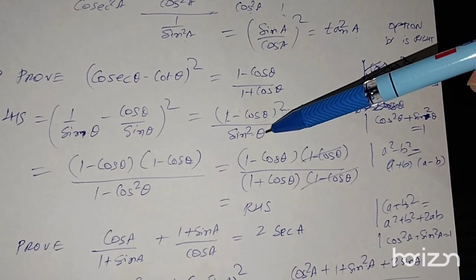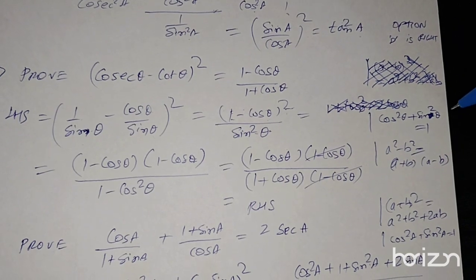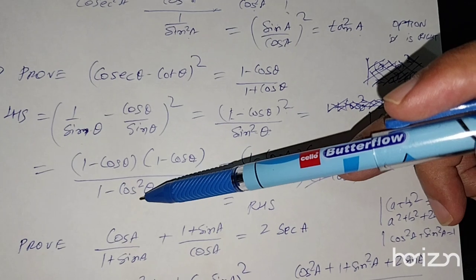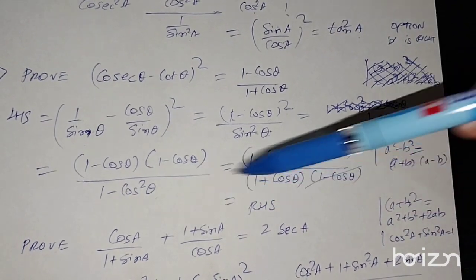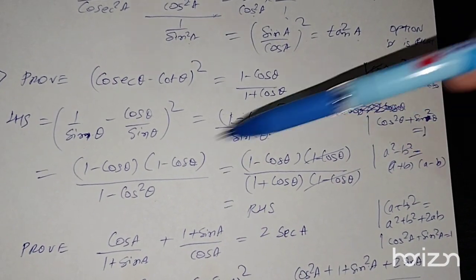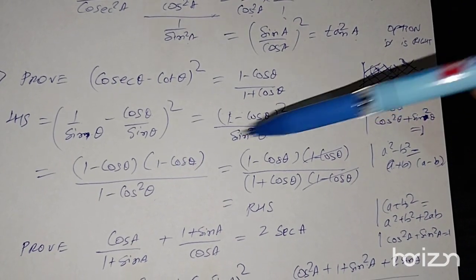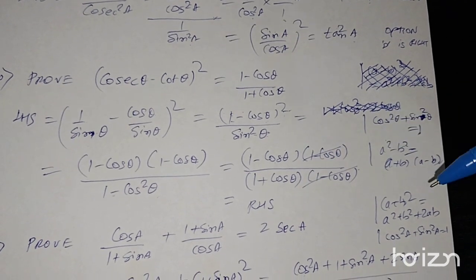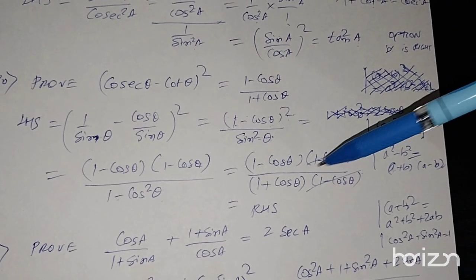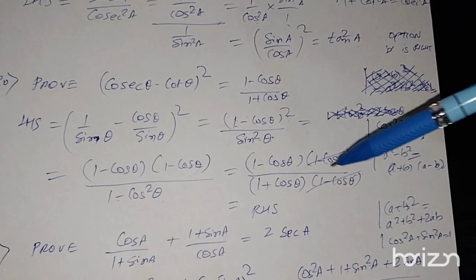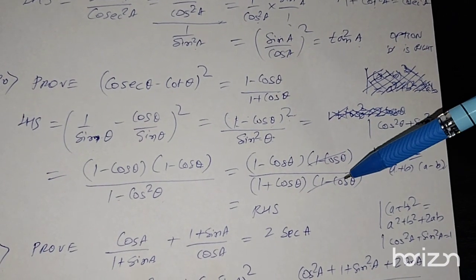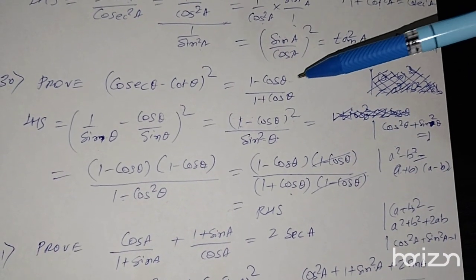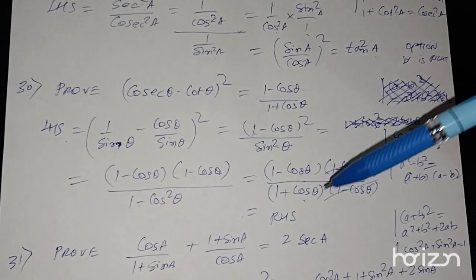But what is sin squared theta? Remember, cos squared theta plus sin squared theta is 1. So we can write sin squared theta as 1 minus cos squared theta. And what does this look like? This looks like a plus b into a minus b, right? A squared minus b squared is equal to a plus b into a minus b. So 1 minus cos squared theta, we have written it as 1 plus cos theta into 1 minus cos theta in the denominator. Okay, so what happens? Here 1 minus cos theta, 1 minus cos theta get cancelled because of the numerator and denominator. And what remains is 1 minus cos theta divided by 1 plus cos theta, which is nothing but the right hand side. So we have proved left hand side equal to right hand side.